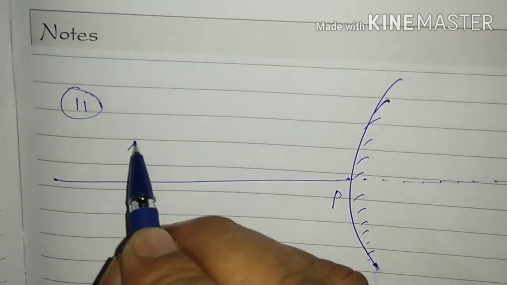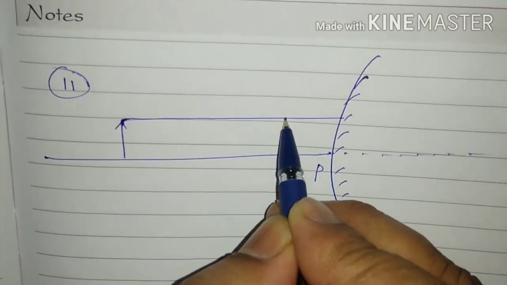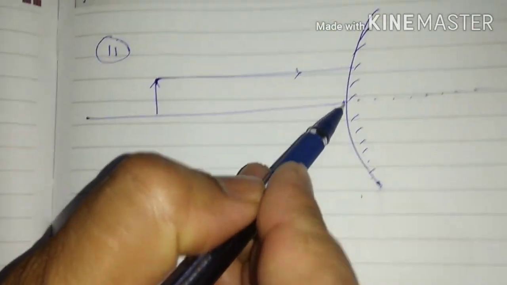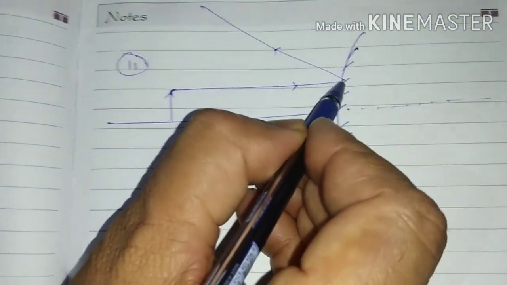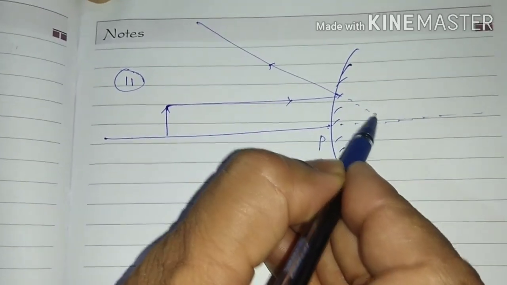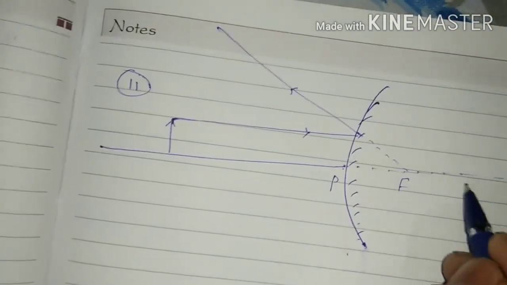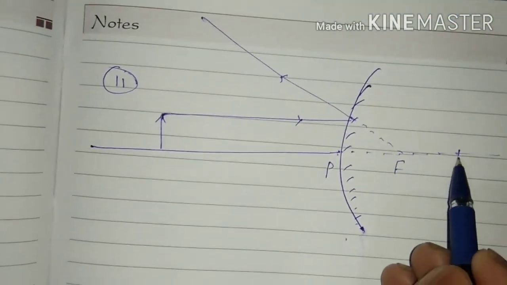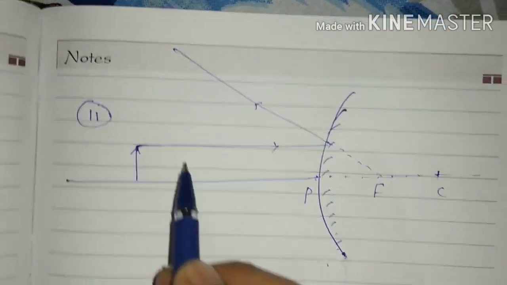Once again, we take a ray parallel to the principal axis, and as we know, the rays parallel to the principal axis in the case of a convex mirror diverge after reflection in such a way that it appears to come out from a point, and this point is the focus. Now we take another ray in such a way that it appears to pass through the center of curvature.